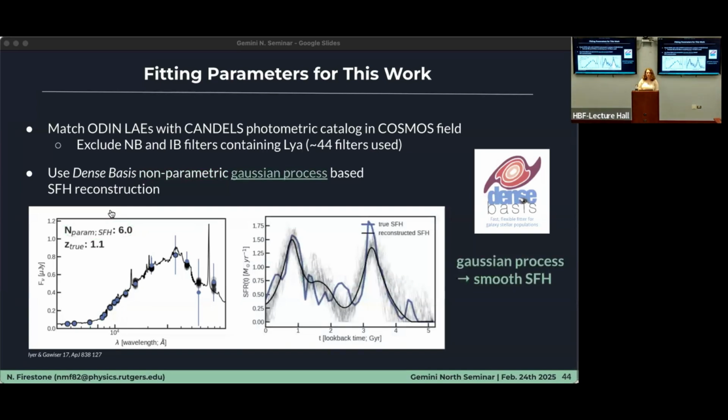Dense basis is also Gaussian processes based, which allows us to reconstruct smooth star formation histories with higher resolution features, and we can also better constrain key parameters such as stellar mass. So here you can see the true star formation history for mock galaxies in blue, and in black you have the reconstructed dense basis star formation history, and they track really remarkably with each other and have similar areas where there are peaks of star formation.